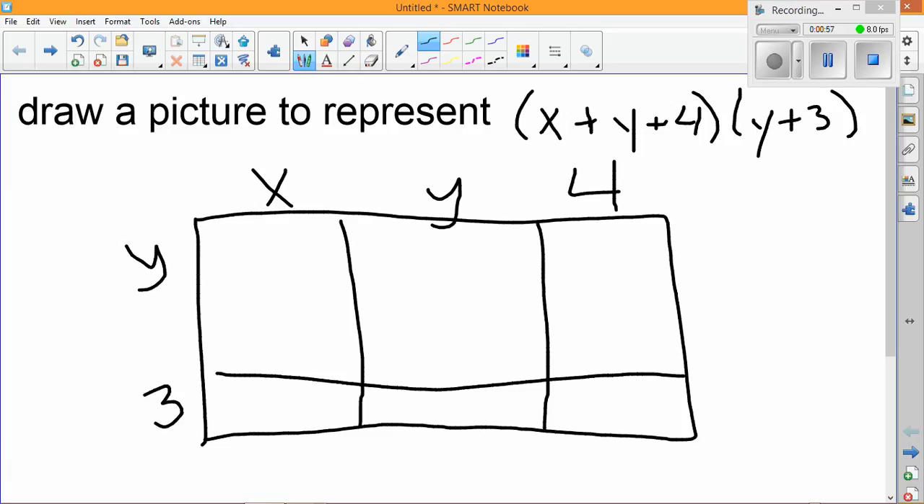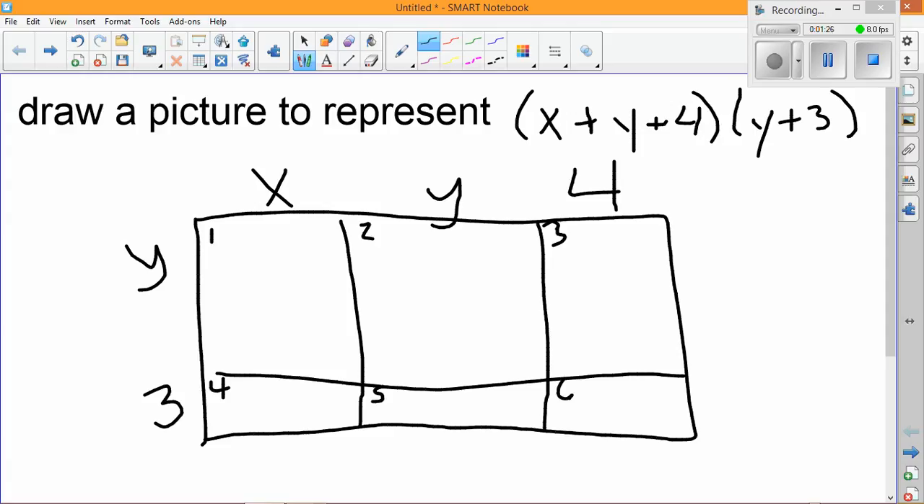the quantity 3. Now we can multiply, because we have just created a length of x plus y plus 4 on the length, and on the width we've created a width of y plus 3. And to find the area, we multiply the length times the width. So for this first rectangle, and I'm just numbering the rectangles so that you'll know which one we're working on.